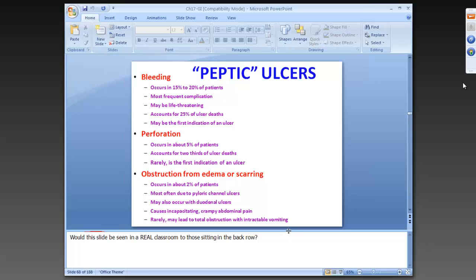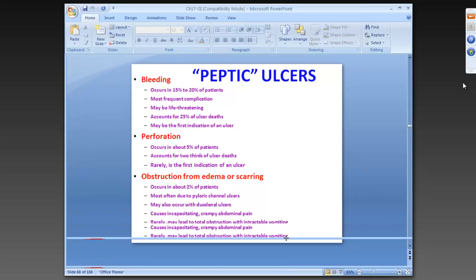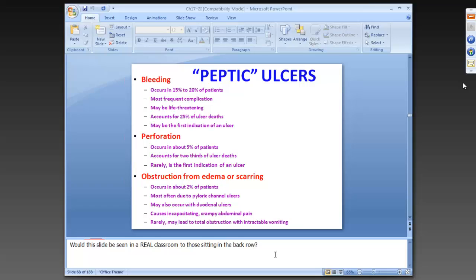Now, that's a joke there. The font is so small that if I was in a classroom, I would ask, would this slide be seen in a real classroom by those sitting in the back row? And those of you who have been taking classes with me before know how much of a cheapskate I am with slides and fonts and all that.